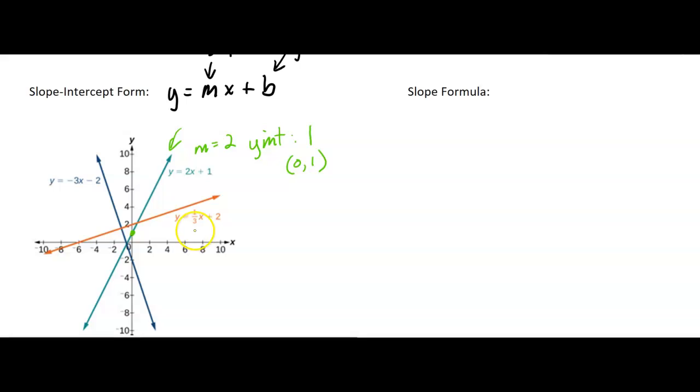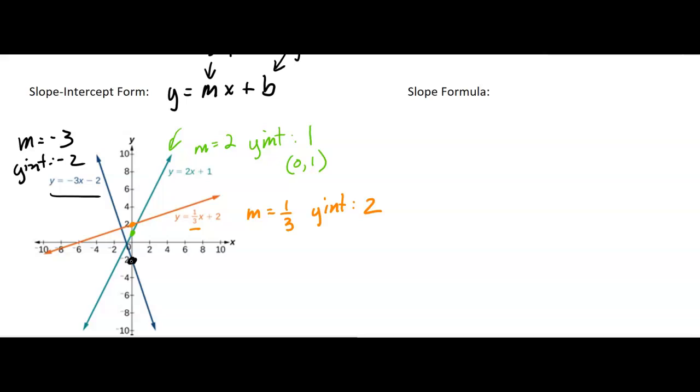Okay, now let's look at the orange equation. The slope is 1/3, and the y-intercept is 2. So it should be crossing the y-axis at 2, and it is. Okay, and then it looks like we have a blue equation, and I don't really have blue as a choice. So here the slope is -3, and the y-intercept is -2. So it should be crossing the y-axis down here at -2, and it is.